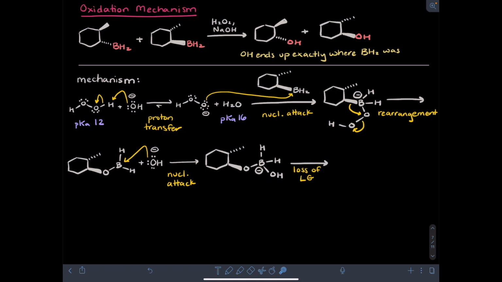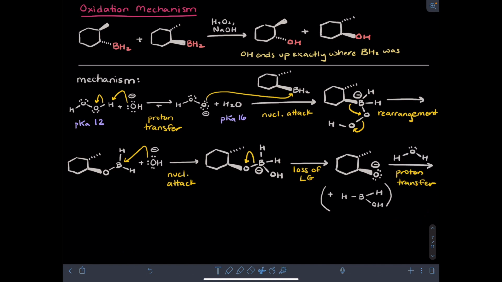The next thing that's going to occur is I'm going to break the boron-oxygen bond to the oxygen with the carbon groups on it. To do this, I'm going to take the electrons from the boron-oxygen bond and bring them to oxygen. This is a loss of leaving group, and I'm bringing the electrons to oxygen instead of boron because oxygen is more electronegative. After this step, I have an anionic oxygen, and I have a boron with 2 hydrogens and an OH group. Because the boron has 3 bonds, it is neutral.